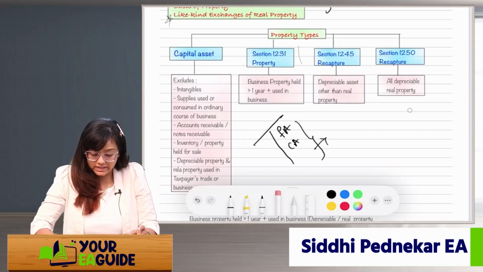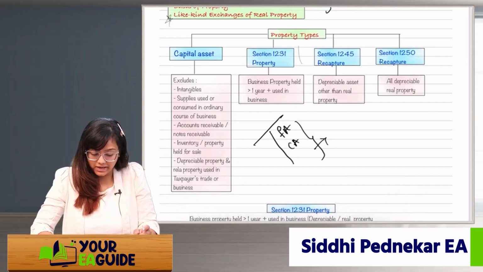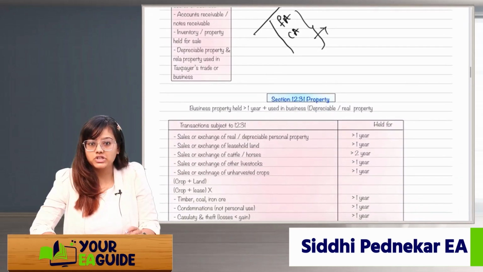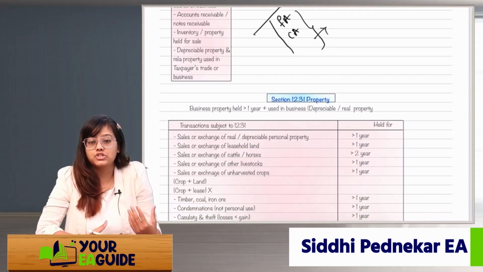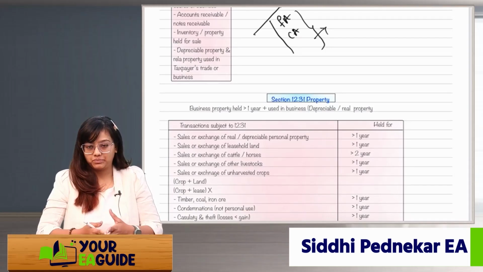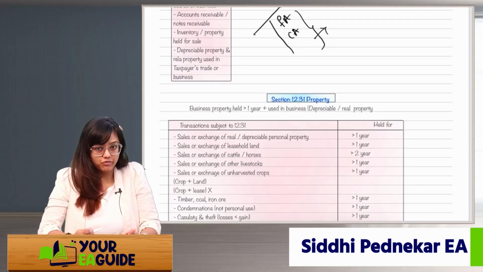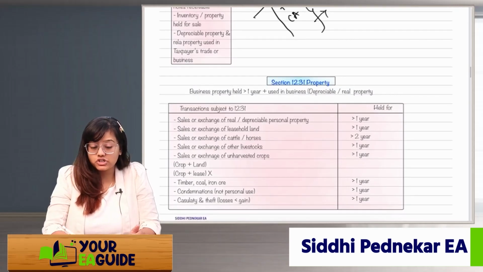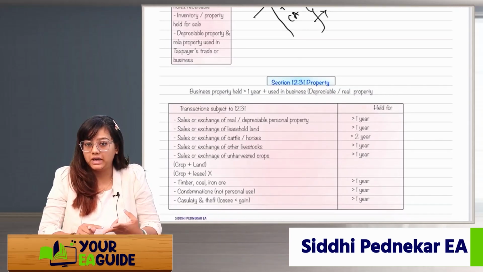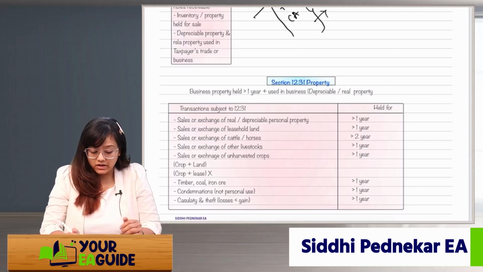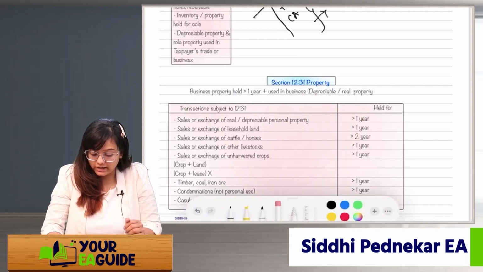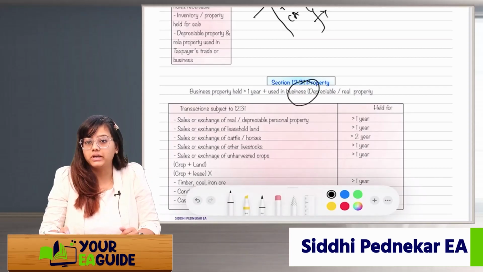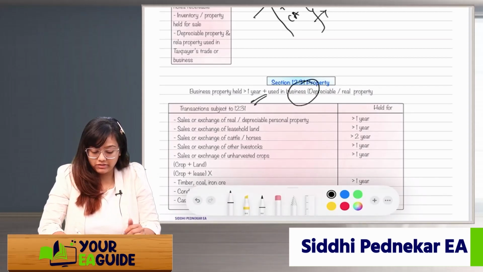Okay, so let's see what you mean by 1231 property. 1231 property is anything which is a business property and which is held for more than 1 year, right? If it is held for more than 1 year and it is used in the business, plus it should be depreciable or a real property. The holding year criteria should be seen over here. It should be held for more than 1 year.